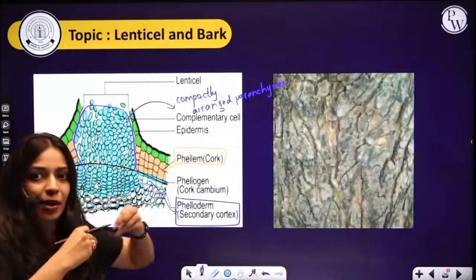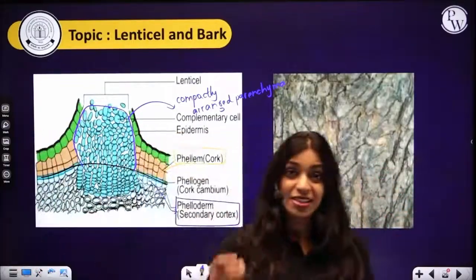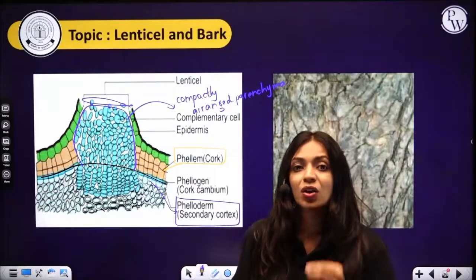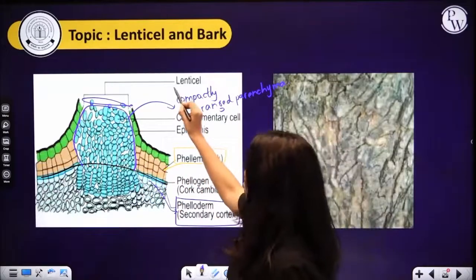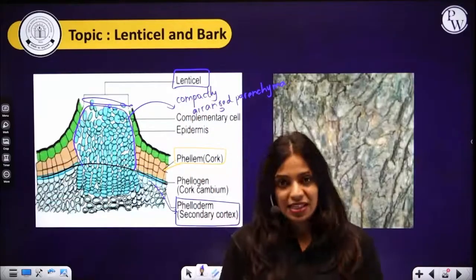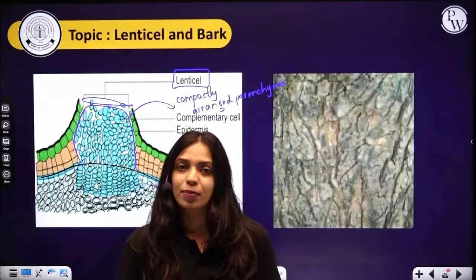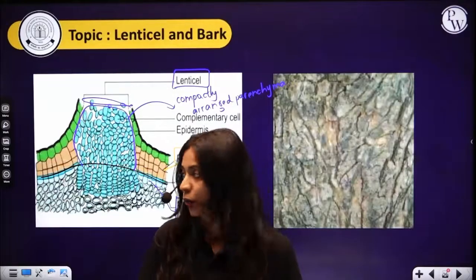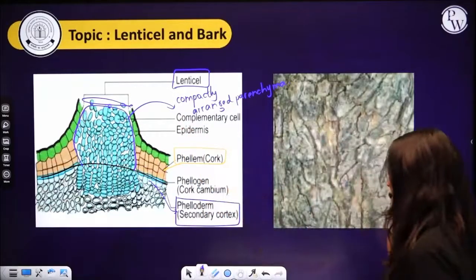Now these parenchyma cells will rupture the epidermis and create lens-shaped openings in the epidermis. Those lens-shaped openings are called lenticels. These lenticels will help provide an opening for the exchange of gases and for transpiration. Okay, so that is about the lenticels.